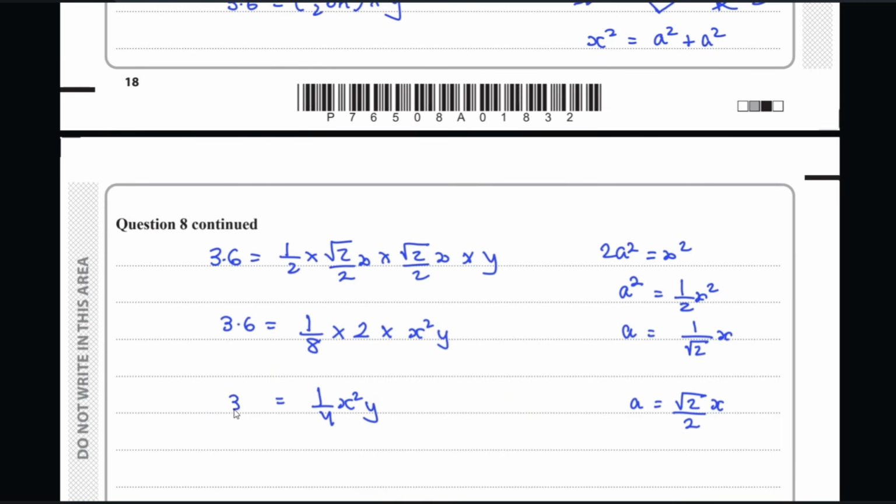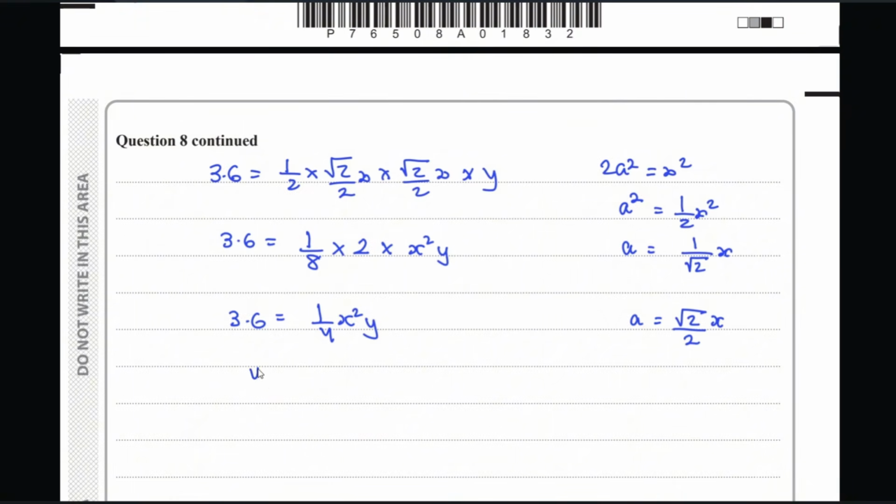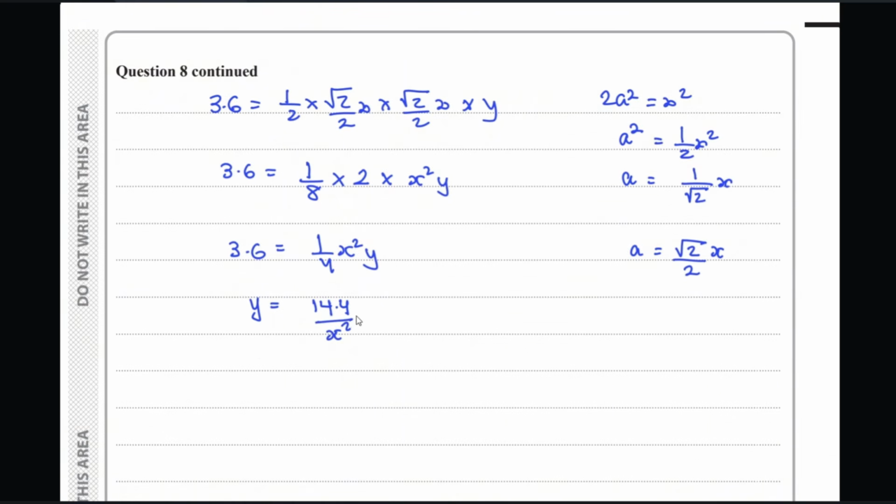On the other side, we have 3.6. Let's make y the subject of the equation. y is equal to 4 times 3.6 divided by x squared. So what is 4 times 3.6? That gives us 14.4. So y is equal to 14.4 divided by x squared. So we have an expression for y in terms of x.